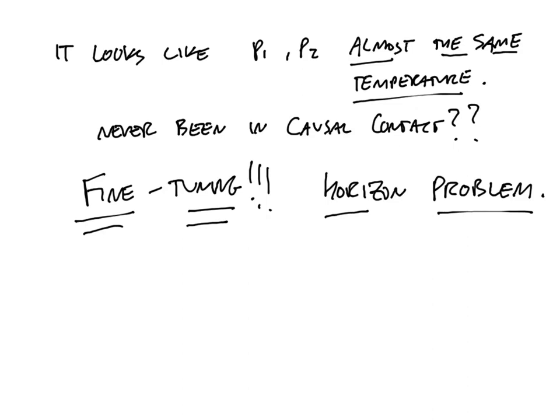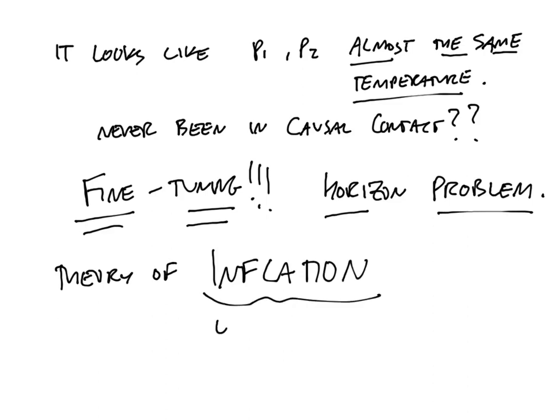So now what's going on here? I illustrated these two problems. What is actually happening? It turns out that there is a framework where these problems go away. And that framework is called the theory of inflation. What inflation suggests is that at early times, the universe expanded exponentially. It expanded like e to the H t. It turns out if you assume that this happened, then this solves both of those problems.